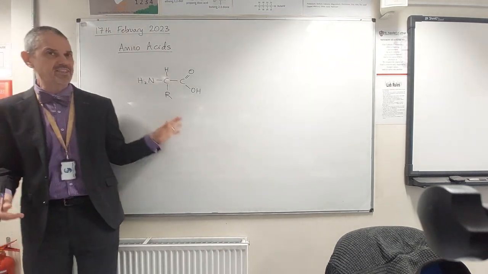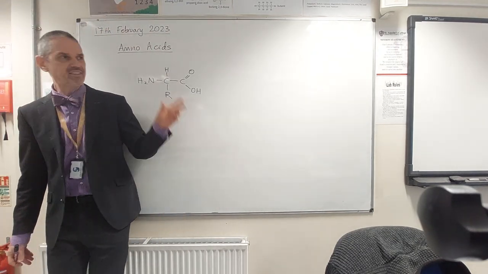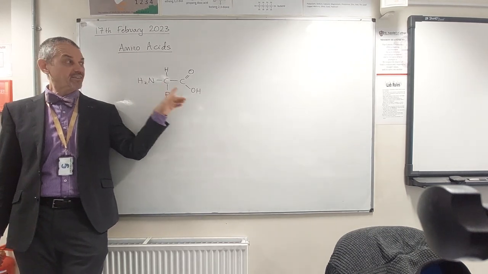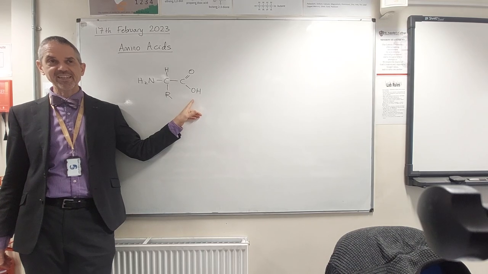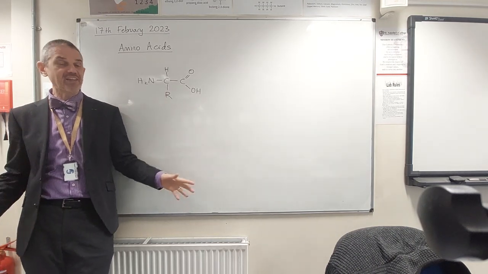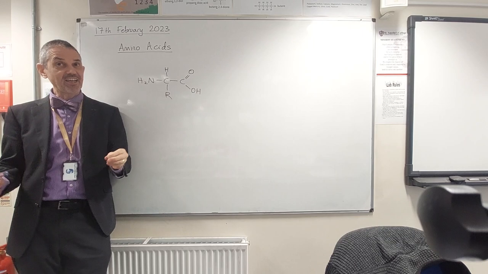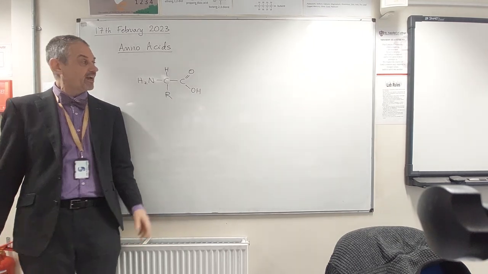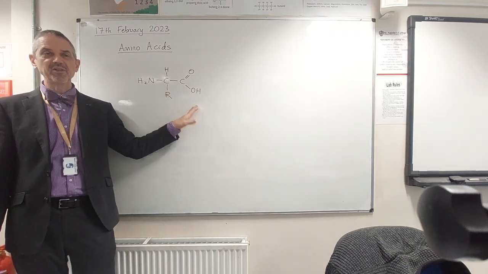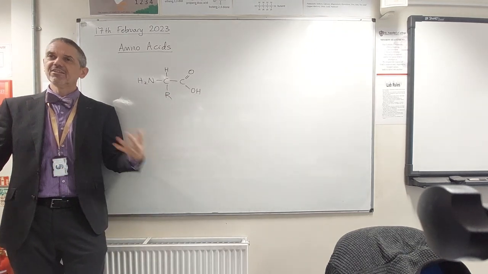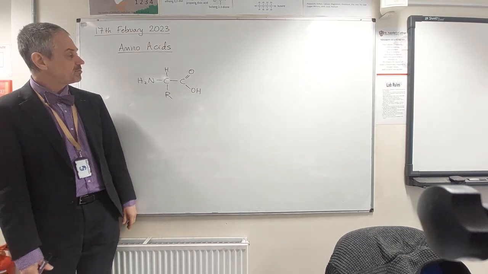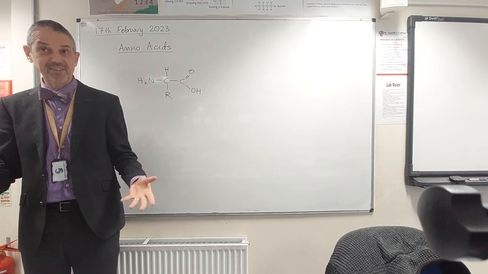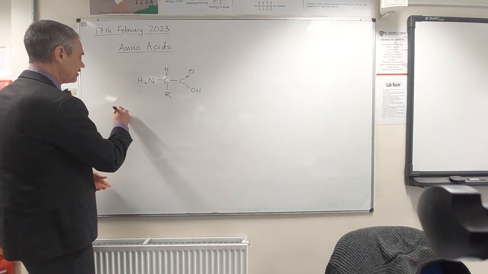So the first thing to bear in mind about amino acids is that they have all the reactions that you'd expect amines to have, and they have all the reactions that you'd expect carboxylic acids to have. And the wonderful thing about organic chemistry is that I can deal with those functional groups in isolation. I can just think about the amine group, and I can just think about the acid group, and I can come up with substances that will only react with either one. So a really simple approach would be acids and bases.